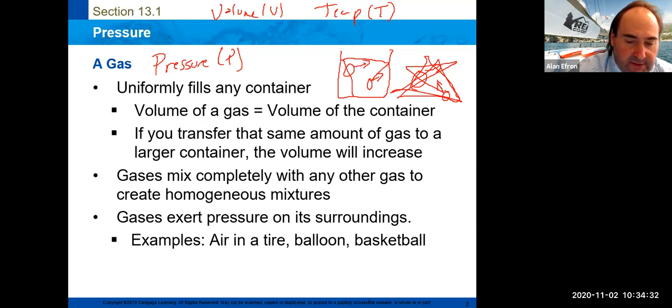Gases exert pressure on the surroundings, as I mentioned before. As they're bouncing around, they're usually in some type of container. As they hit that container, as they keep banging the walls of the container, they're creating a lot of pressure.